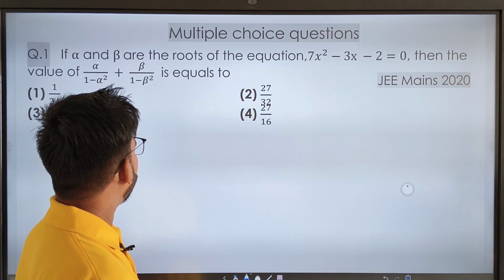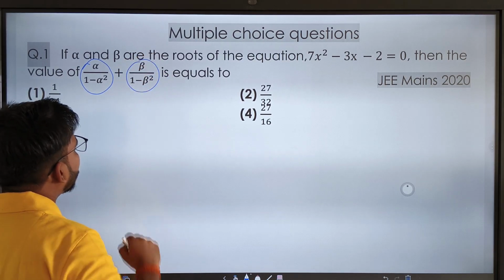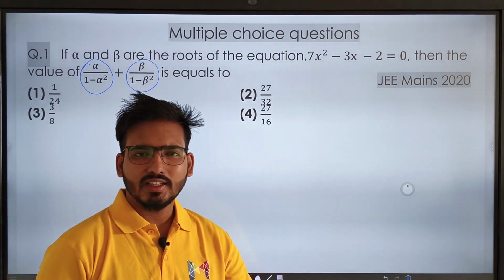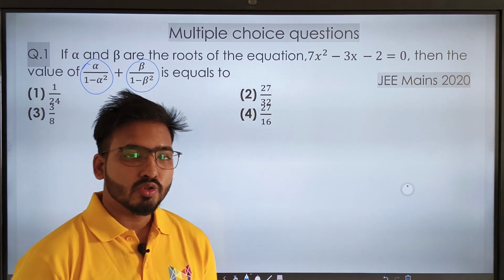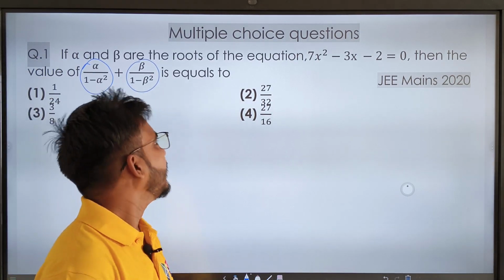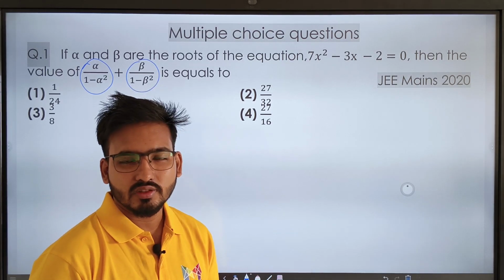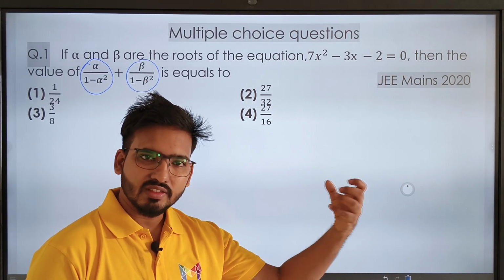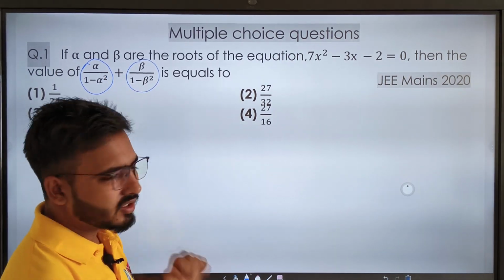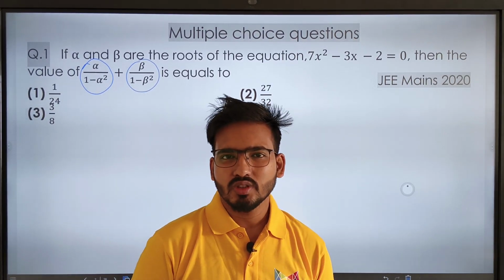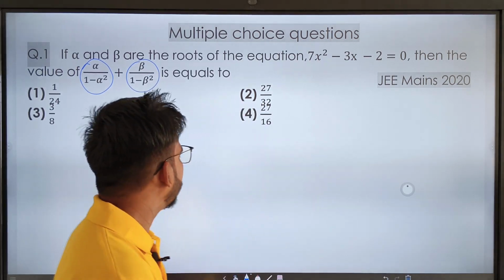One thing is, if I observe closely, this and this are symmetrical in alpha and beta. So if somehow we can find an equation whose roots are alpha upon 1 minus alpha square and beta upon 1 minus beta square, then we can solve. To find this, we'll just find the sum of roots. That we study in transformation of roots. But if I observe simply, by cross multiplication we can also solve this problem much more easily without doing transformation of roots. That is also an option, but we will do it simply.